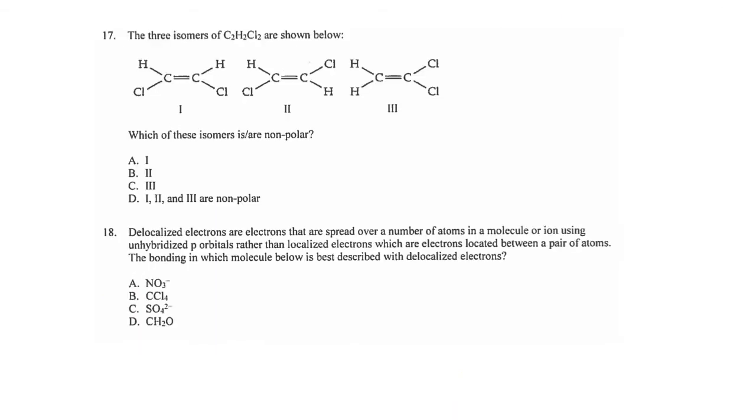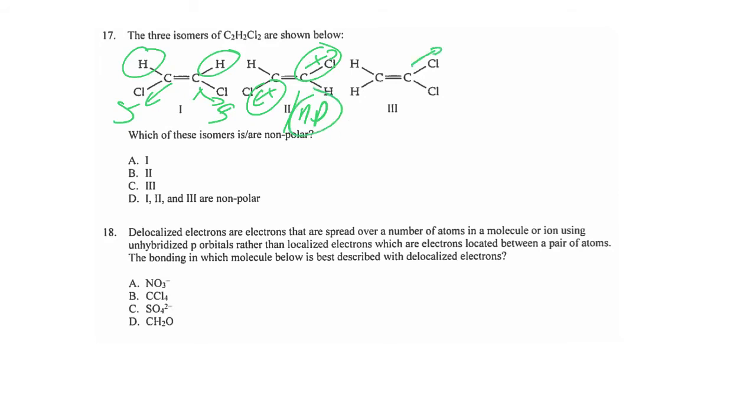All right, 3 isomers of C2H2Cl2 are shown below. I think we were actually just talking about this in lecture on Thursday. But we have the chlorine dipoles pointing away, so we get this big negative charge on one end of the molecule, not opposed on the opposite end. Likewise here, dipoles oppose each other exactly opposite each other. So that makes 2 nonpolar.